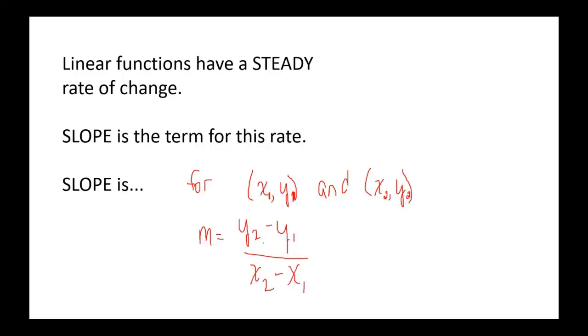So it has to do with how much you're going up for how much you're going over. So it's often called rise over run, okay? Because we are moving as we go along. That's one way to kind of remember that m stands for slope, because you want to think slope, why isn't that S? But it has to do with your steady movement as you're going over and up, okay?